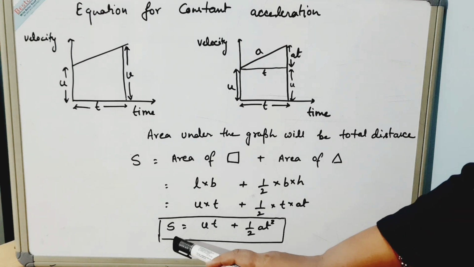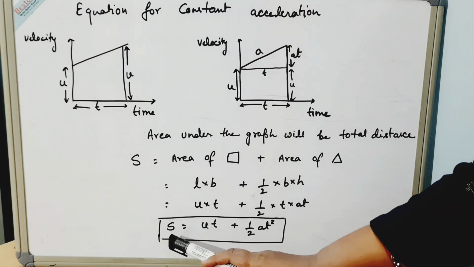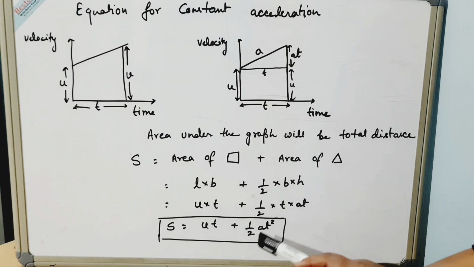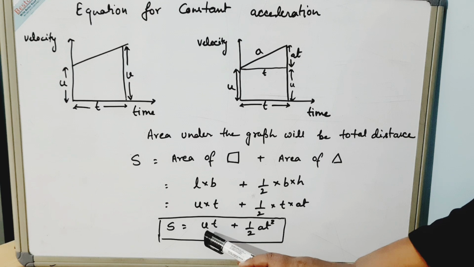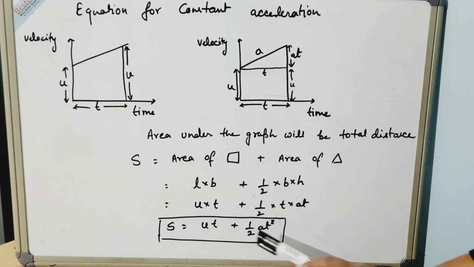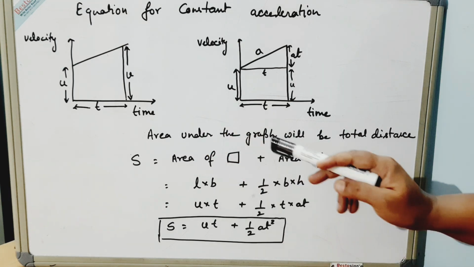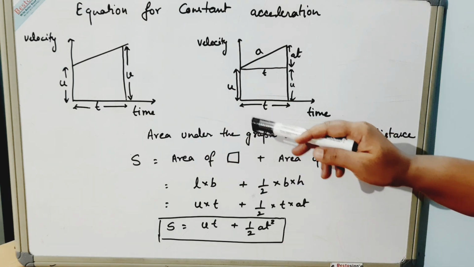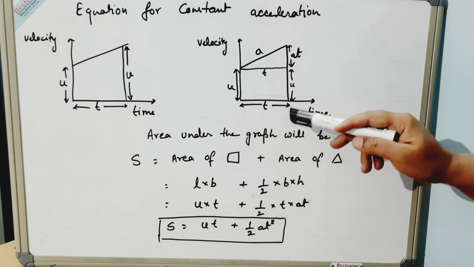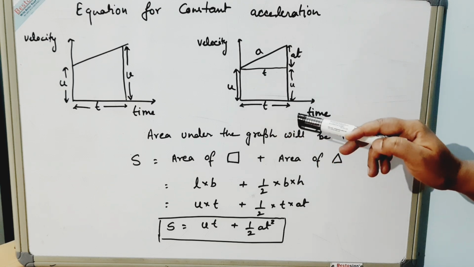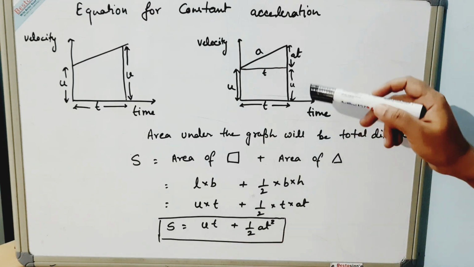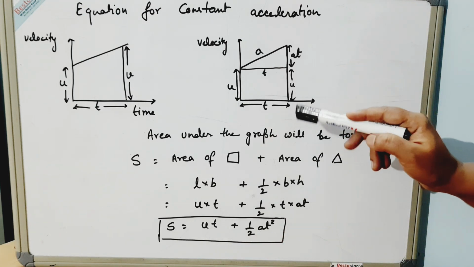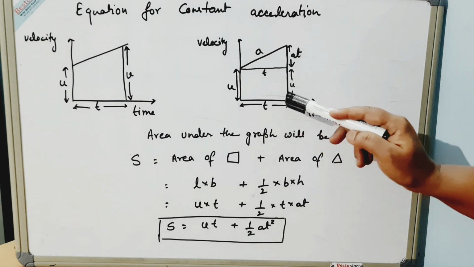This is another equation for constant acceleration: s is equal to ut plus half at square, where s is the distance covered, u is initial velocity, t is time and a is acceleration. As we have seen before, we are taking the same situation. An object starts from velocity u and after time t seconds reaches velocity v. Since it is distance covered, and in the graph distance covered means we have to calculate the area under the graph.